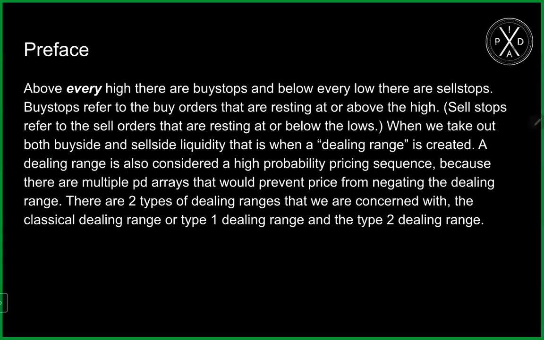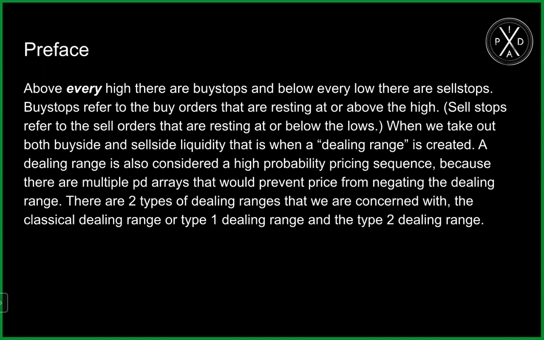All right, so just as a preface, above every high there are buy stops, and below every low there are sell stops. Buy stops refer to the buy orders that are resting at or above the high, and sell stops refer to the sell orders that are resting at or below the lows. When we take out both buy side and sell side liquidity, that is when a dealing range is created.